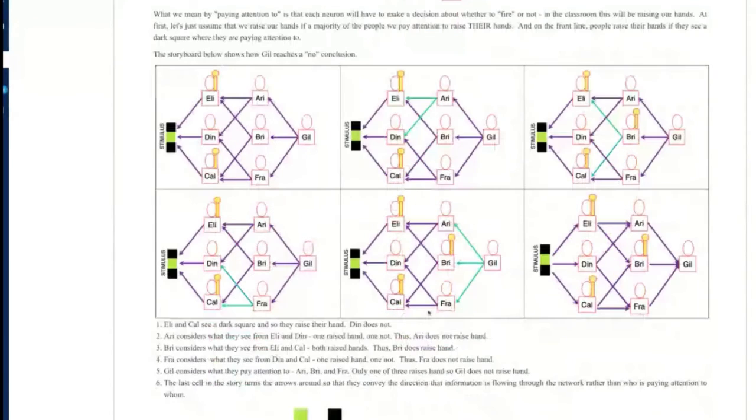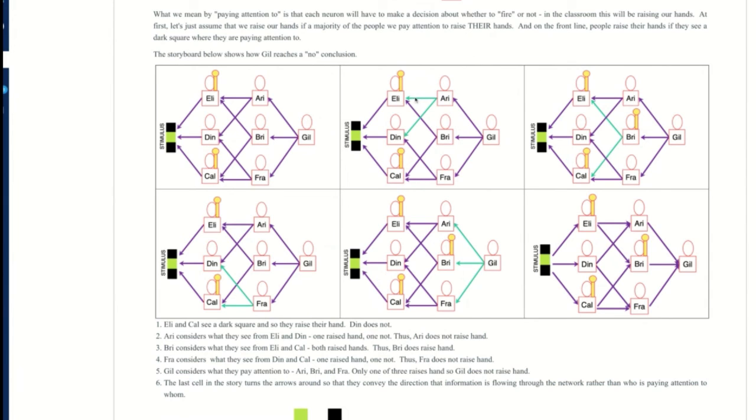And then the way that would work, this is sort of a storyboard. So here's the stimulus. And so Eli raises her hand, Din does not, and Cal raises their hand. And the reason they did that is because Cal sees a black pixel, and Eli sees a black pixel. Din sees a green pixel. So we're firing, in this case, if we see a black pixel. Now we go, what does Ari see? So Ari sees Eli raising their hand and Din not raising their hand.